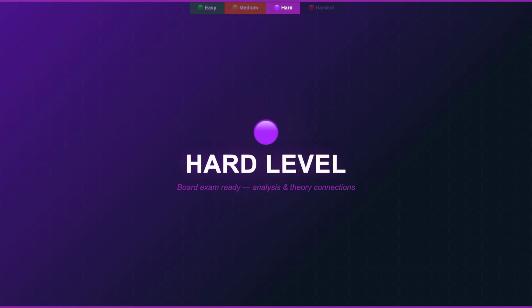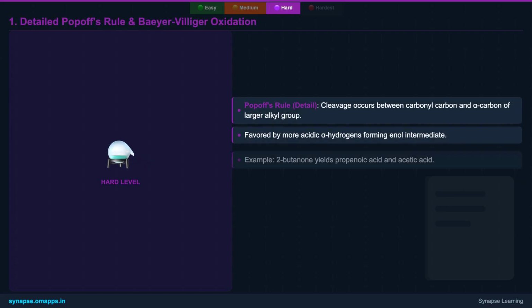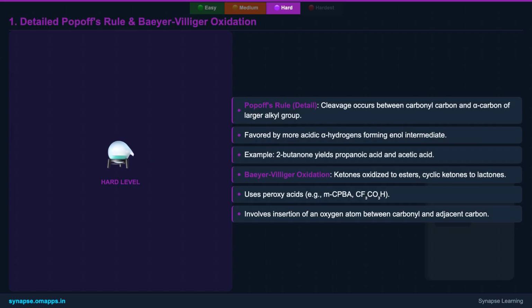Let's explore the hard-level concepts of aldehyde and ketone oxidation, where complexity meets mechanistic understanding. Building on Popoff's rule, let's explore its detailed application. For unsymmetrical ketones, the C-C bond cleavage isn't random. It preferentially occurs between the carbonyl carbon and the alpha carbon of the larger alkyl group, the one with more alpha hydrogens. This leads to a mixture of smaller carboxylic acids.